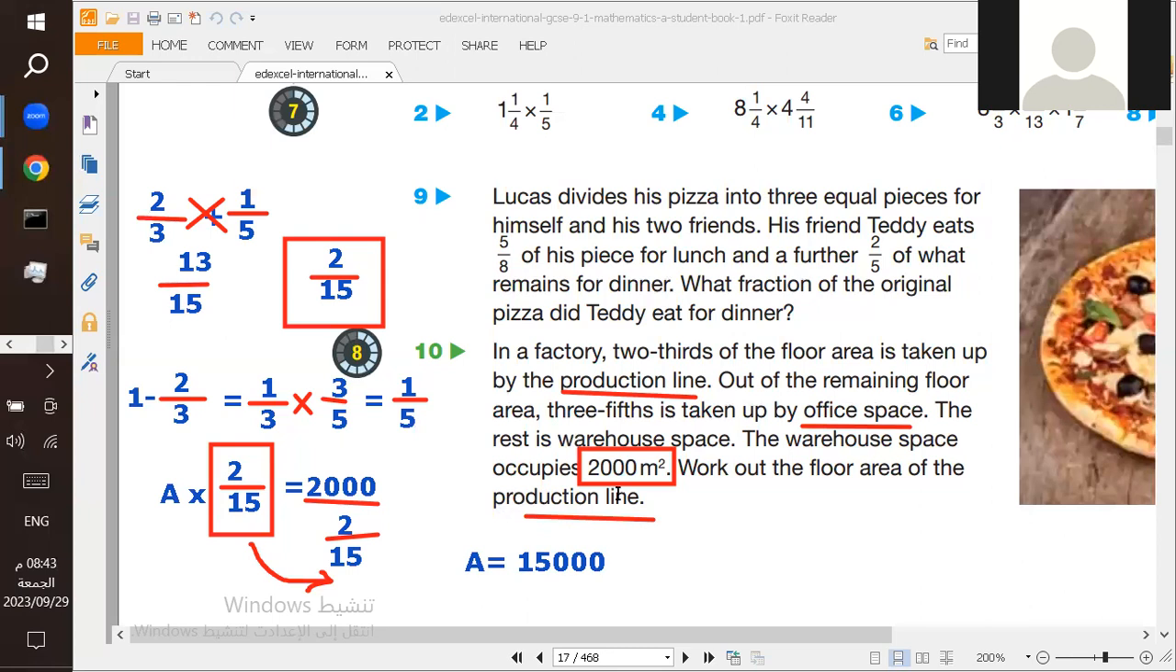And the question wants the production line only. So I know that the production line is 2/3. So I'm going to take the 15,000 and multiply it by 2/3, which is 2 over 3, like this. And I will get the area of the production line. So when I do it with a calculator, it's going to be 10,000 meters squared. Okay.